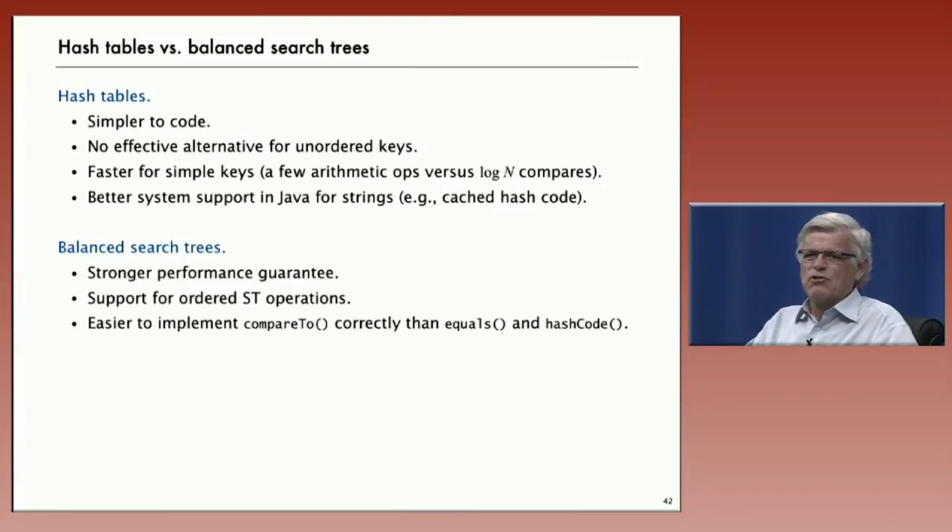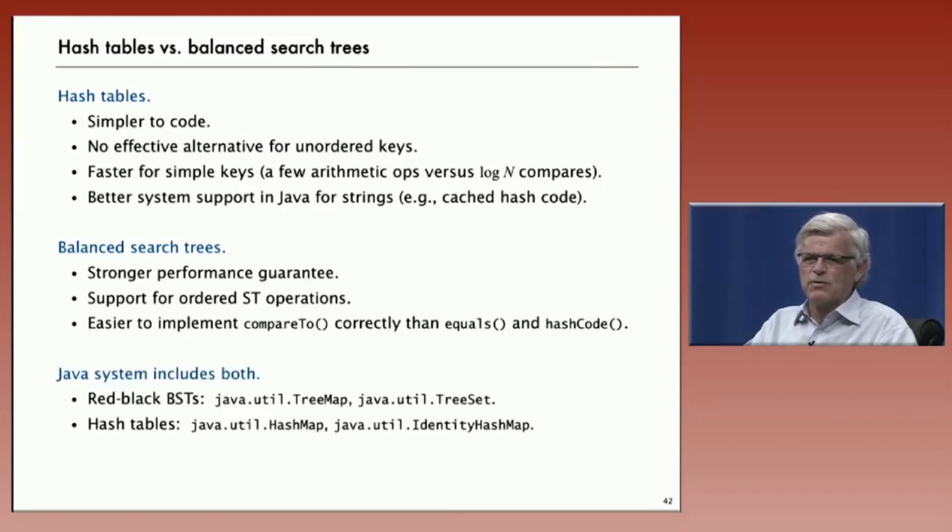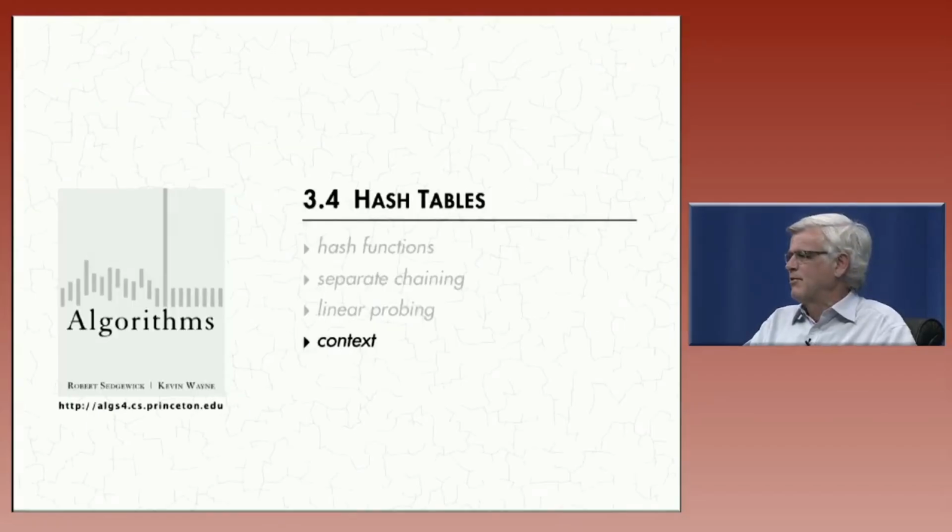On the other hand, balanced search trees have a much stronger performance guarantee. You don't have to assume anything. It's going to be less than log n compares, and it's got support for all those ordered ST operations, and compareTo is a pretty easy and natural function to implement. So it's more flexible and more broadly useful. And actually the Java system and other systems include both, so that programmers can make use of either one in different situations. That's our context for hashing algorithms.